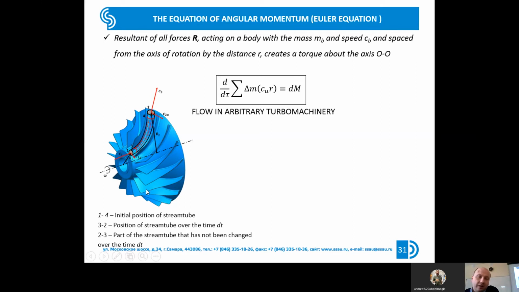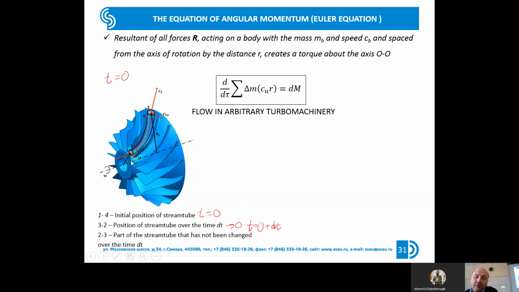So at the first moment, at time equal to 0, the tube was in position 1, 4. After a very small time period dt, which tends to 0, the tube moves into position 3, 2. It's at the time equal to 0 plus dt.